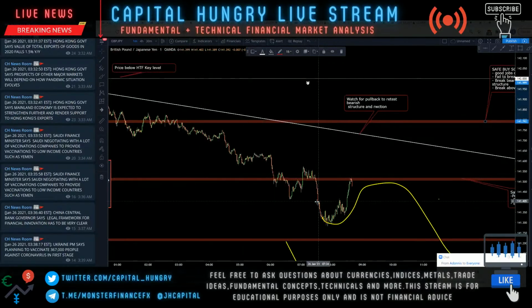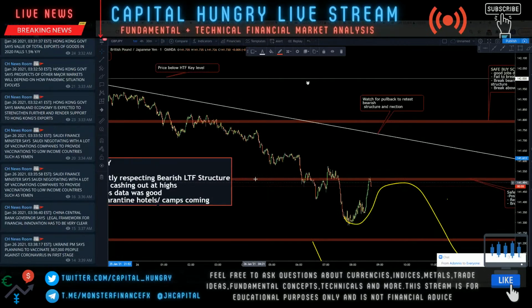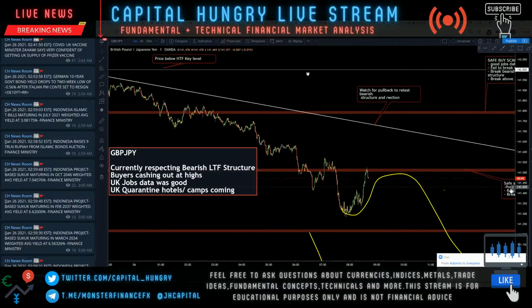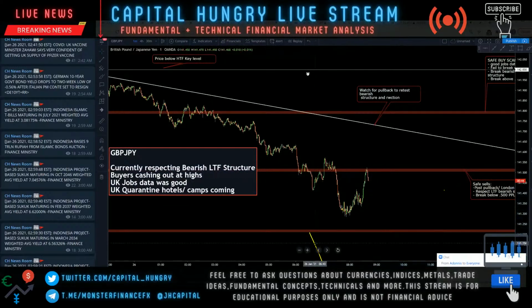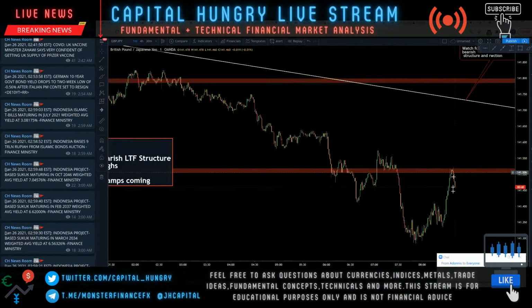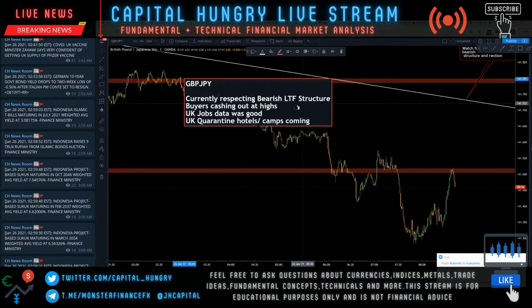So this pullback play up to 0.500 was nice, but remember we're still respecting the bearish structure and the bearish price action. So if we continue back down, don't be surprised now, right? So let's watch that accordingly here. Hopefully you guys took some scalp profit at least to 0.500.